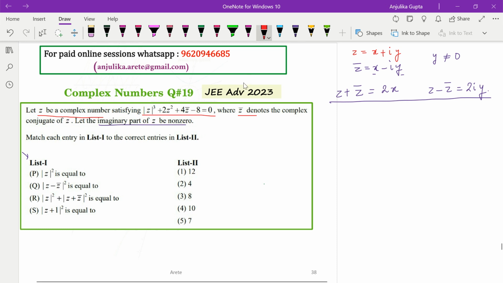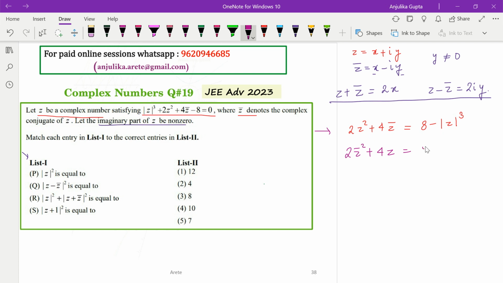The only thing which is given to you is this equation. So let's write this equation in a reframed fashion, with all the real parts on the other side. So this is what I end up getting. Now whenever an equation is given to you, I have another equation in hand by taking the conjugate of this equation. If I take the conjugate, I end up getting 2 z bar whole square plus 4 z, because the conjugate of z bar is just z, and on the right hand side everything is real, so it remains the same.